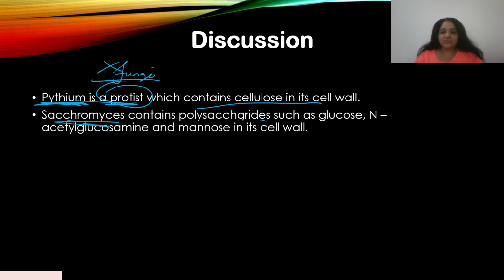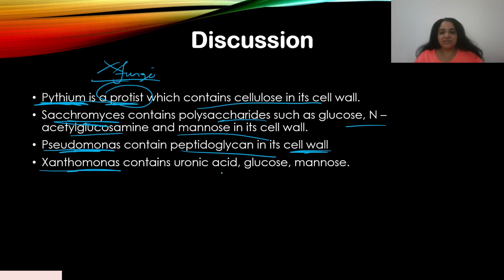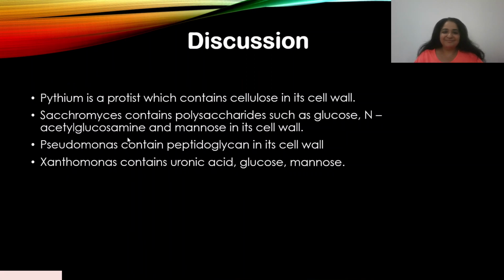Saccharomyces contains polysaccharides such as glucose, N-acetylglucosamine, and mannose in its cell wall. Pseudomonas contains peptidoglycan in its cell wall. Xanthomonas contains uronic acid, glucose, and mannose. So clearly the question was which one has cellulose in its cell wall? It's Pythium. Pythium is a protist which contains cellulose in its cell wall. Learn this as a fact. All right, let's move on then.